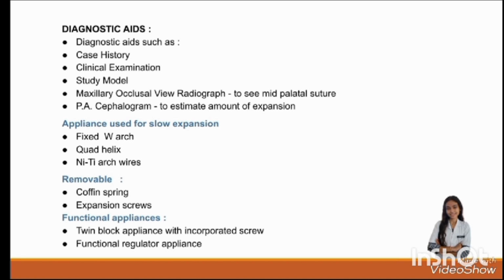Appliances used for slow expansion are fixed W arch, quad helix and Nitinol arch wires. Removable appliances are coffin spring and expansion screws. Functional appliances are twin block appliance with incorporated screw and functional regulator appliance.